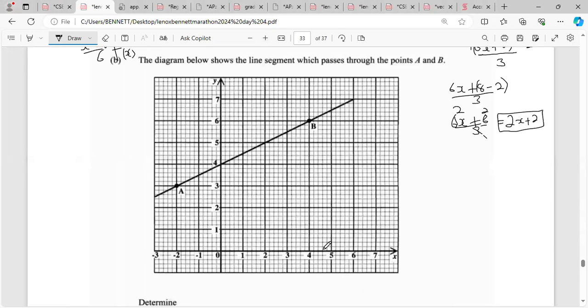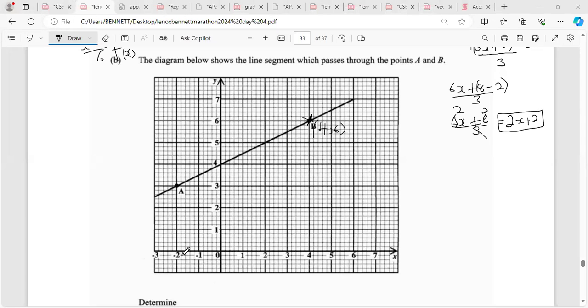As we know, we have to read the x first. So this is point B, so we have to read our x first, right? And that would give us 4, 6. So let's figure out now the point A.